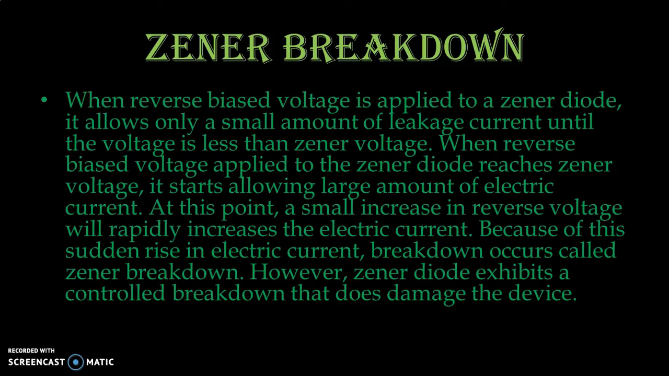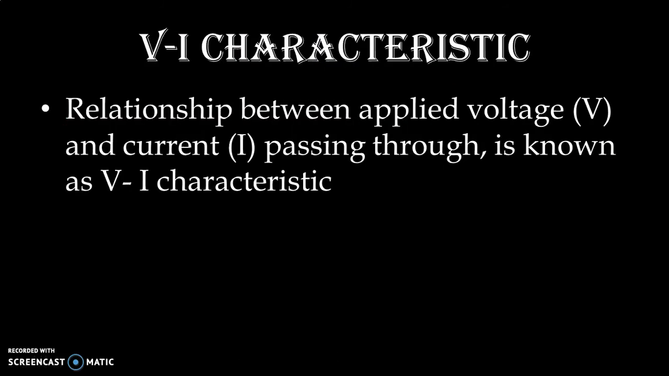However, Zener diode exhibits a controlled breakdown that does not damage the device. Because of this controlled breakdown, current is limited by the series resistance, and in reverse bias condition, Zener diode is never damaged. VI characteristic: the relationship between applied voltage V and current I passing through it is known as a VI characteristic.